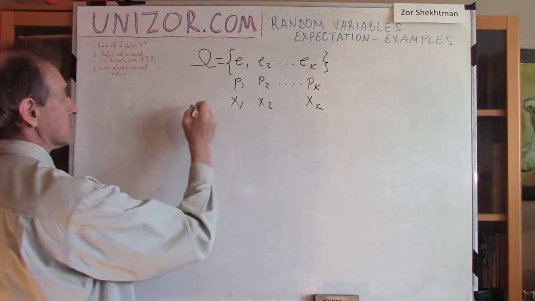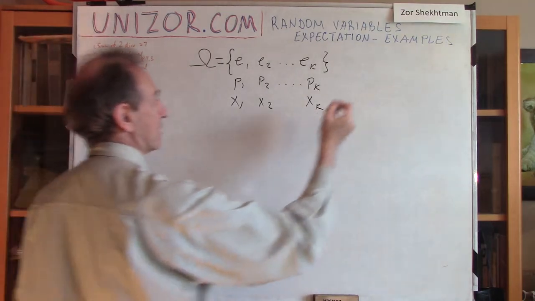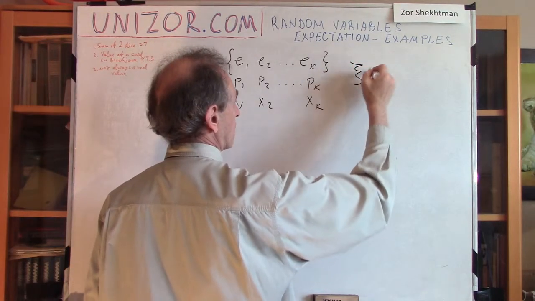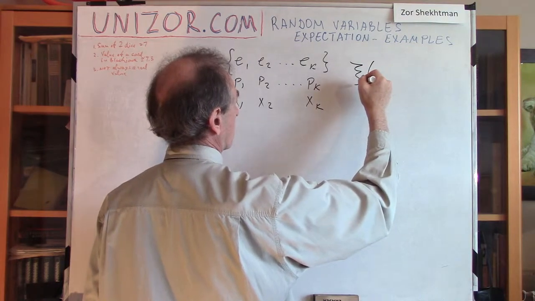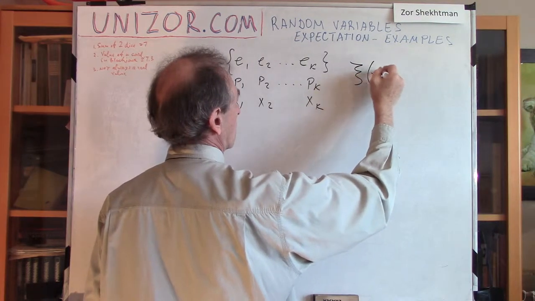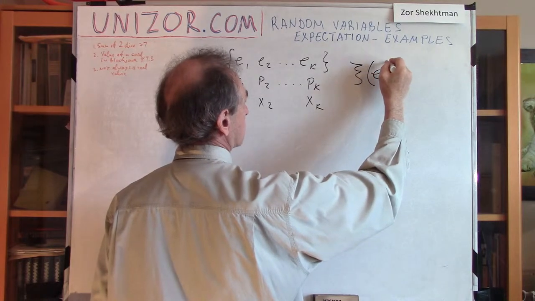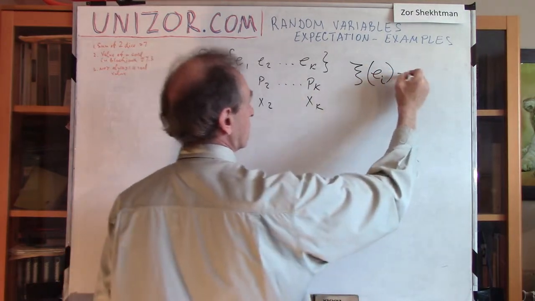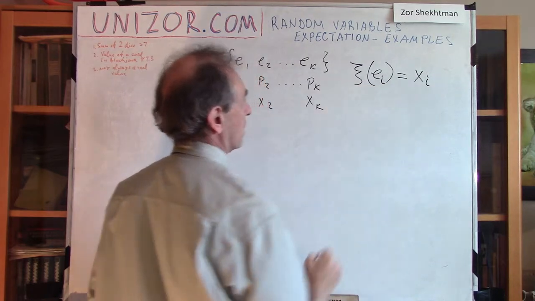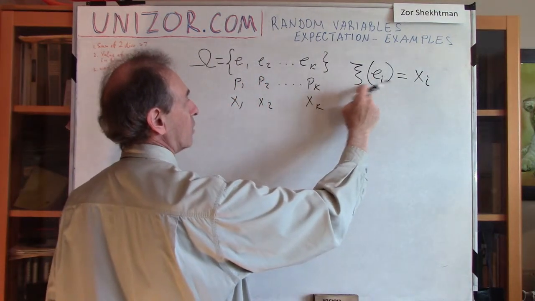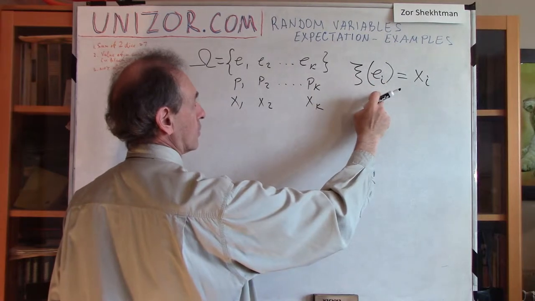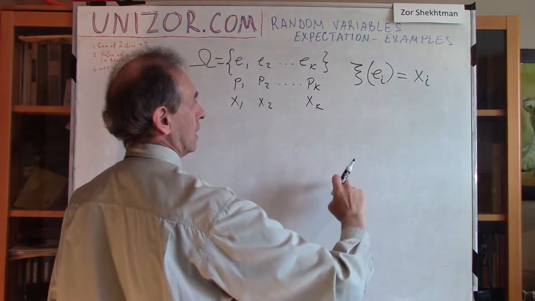So this is basically the definition of the random variable xi, which is a function of the elementary event, and it's equal to xi. So if this is the result of the experiment, then the value of our random variable is xi.